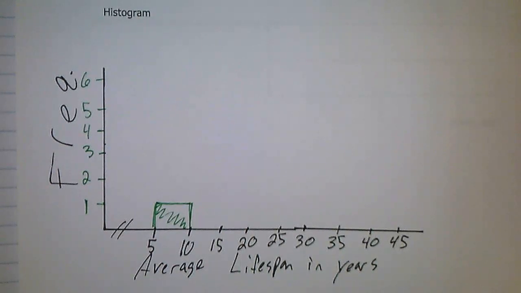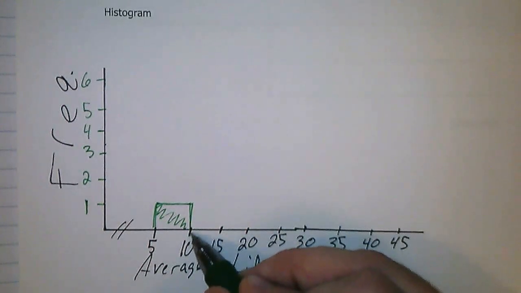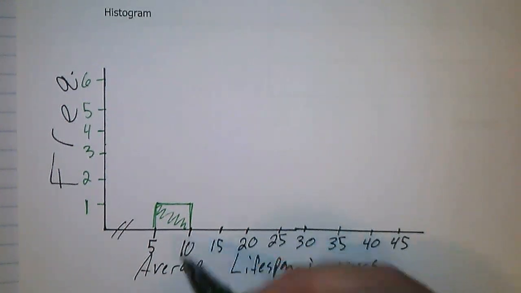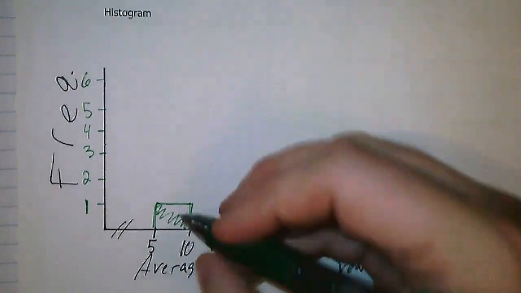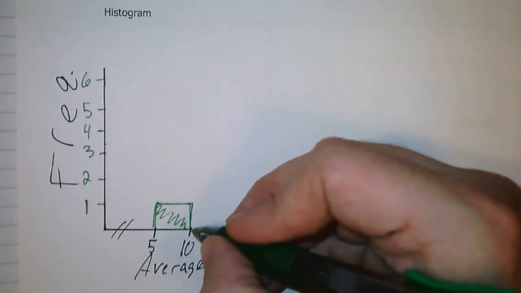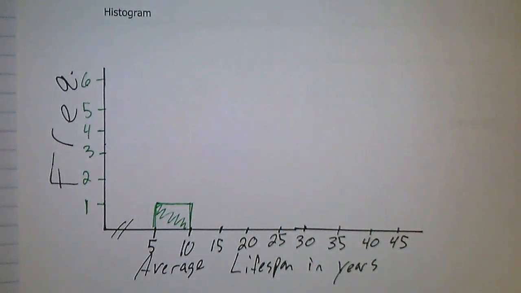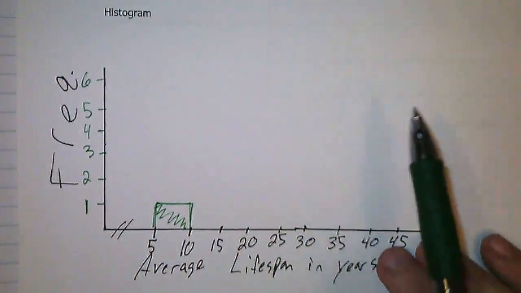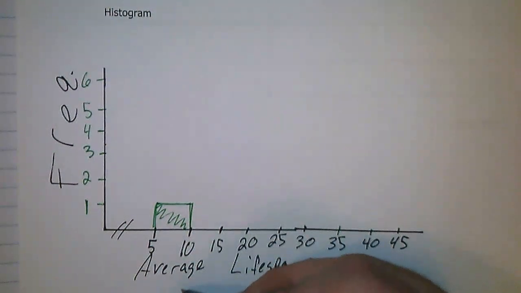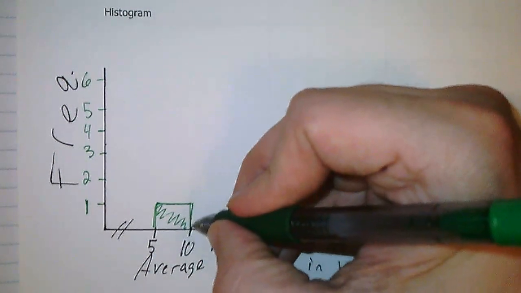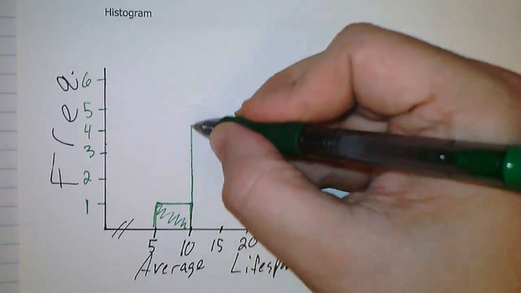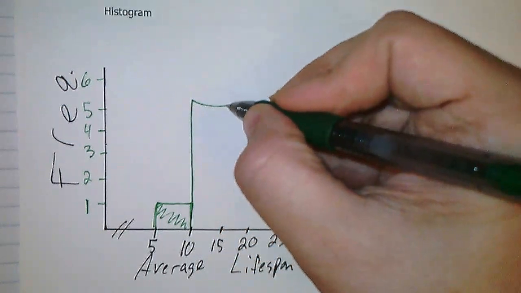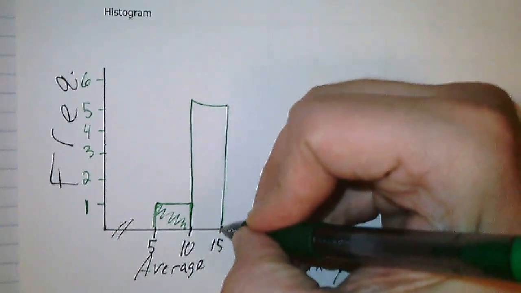Again, in a histogram, they touch. So it's kind of like a less than or equal to 10. They come up to 10, but don't actually reach 10 years old. How many animals lived from 10 to 14? I look at my frequency and I see that it's a frequency of 5. So I'm going to go from here, because they touch, all the way up to 5 and come back down.